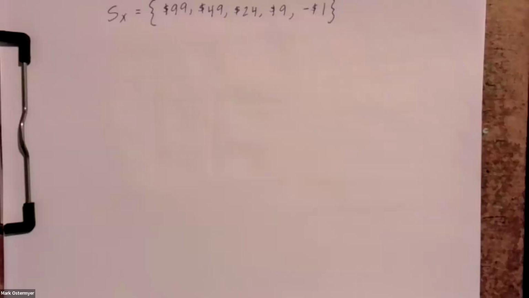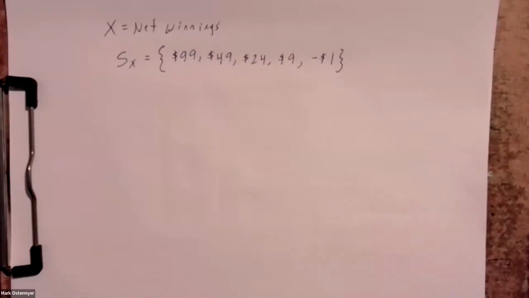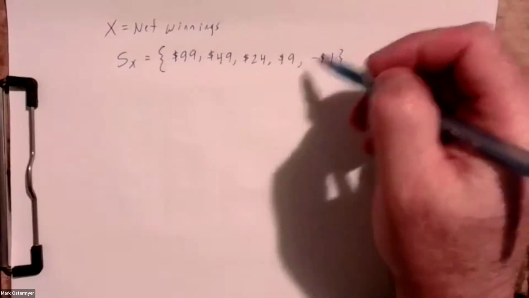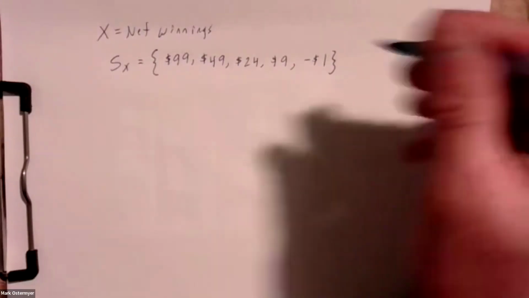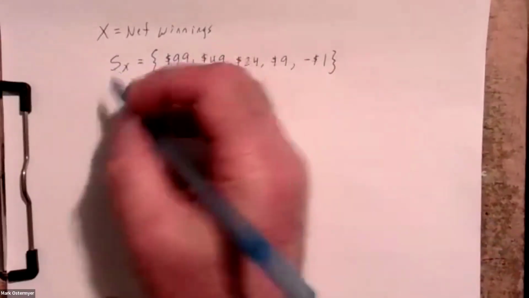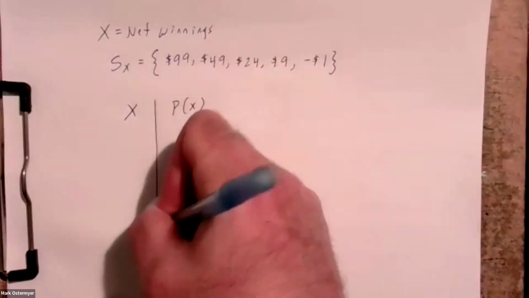Okay, so let's see if we can compute the expected value for this particular... Wait, aren't we buying two tickets? Yeah, I know, but I'm going to compute the expected value of playing this game once, and then when I find that value, I'm going to multiply it by, what do you think? By two, exactly. So I'm only going to compute the expected value of winning this game once, if I play it once, okay? All right, and then we'll just multiply it by two. As usual, I make my table.